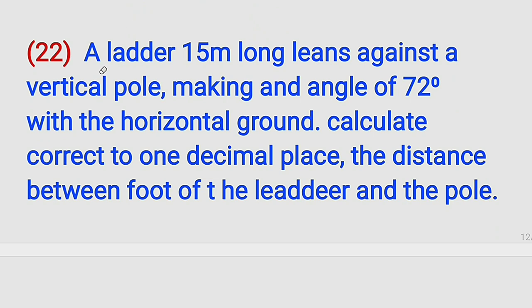Question number 22 reads, a ladder which is 15 meters long leans against a vertical pole, making an angle of 72 degrees with the horizontal ground. We're asked to calculate correct to one decimal place the distance between the foot of the ladder and the pole.